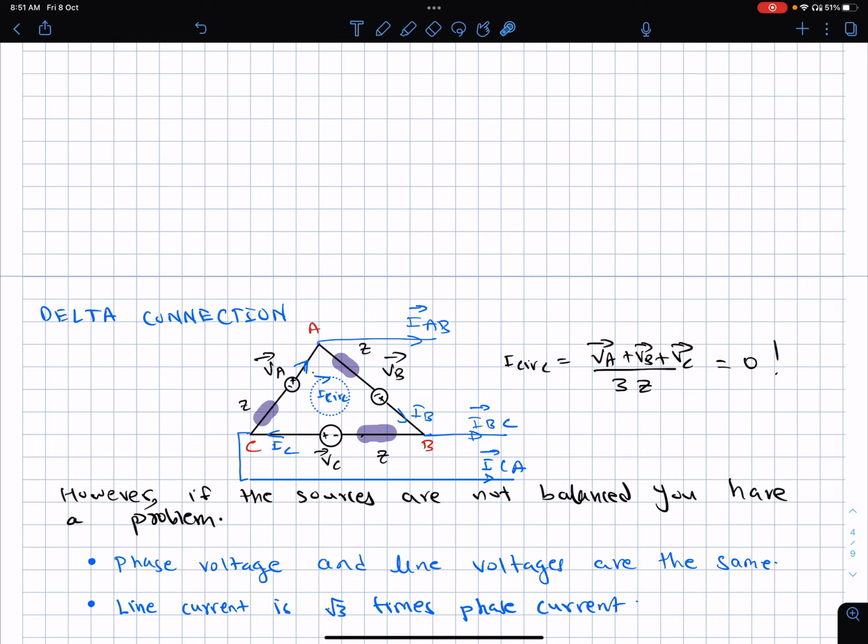Okay. Now, the other alternate connection is called the delta connection. You could have the three phases VA, VB and VC connected in delta, and let's say each of these sources actually will have some impedance which I have shown as Z, Z and Z.